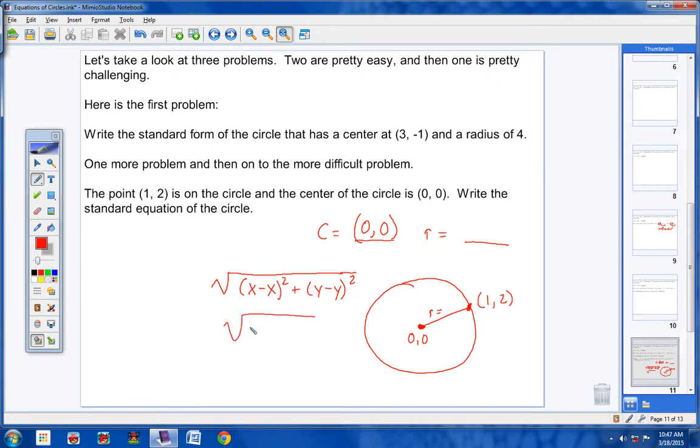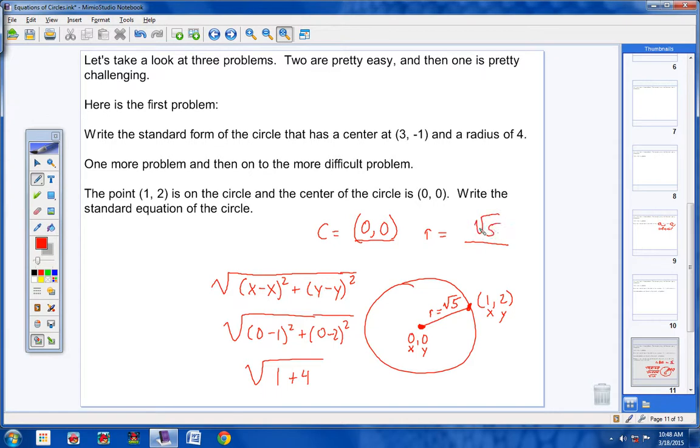Square root of 0. This is my x, this is my y, this is my x, this is my y. 0 minus 1, quantity squared, plus 0 minus 2, quantity squared. Okay? Well, this is pretty simple. 0 minus 1 is negative 1. Negative 1 times negative 1 is 1. Let's go over that again. 0 minus 1 is negative 1. Negative 1 squared is negative 1 times negative 1. That's positive 1. 0 minus 2 is negative 2. Negative 2 squared is negative 2 times negative 2. That's a positive 4. So the radius would be the square root of 5. There we go. 1 plus 4 is 5.